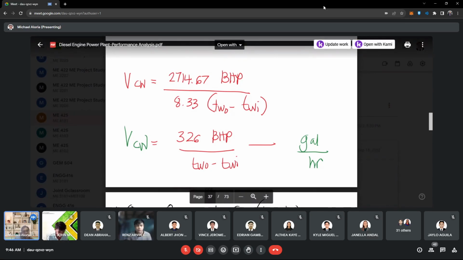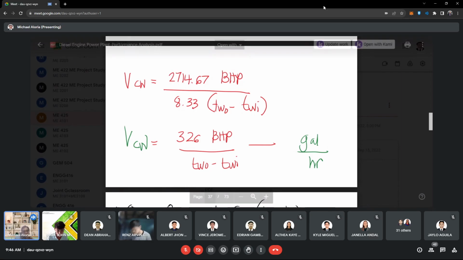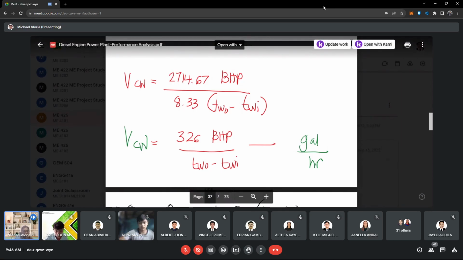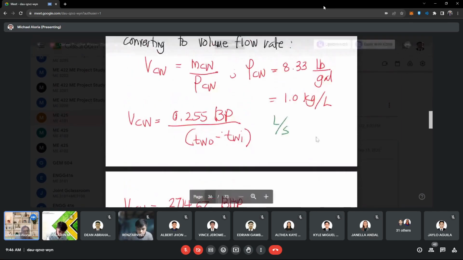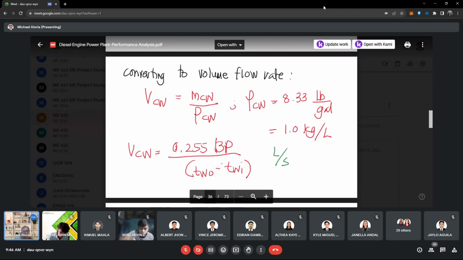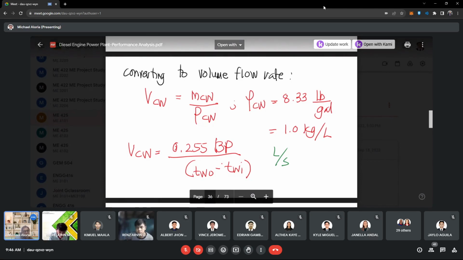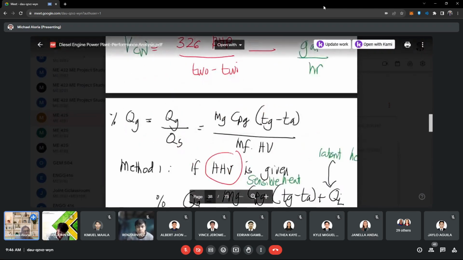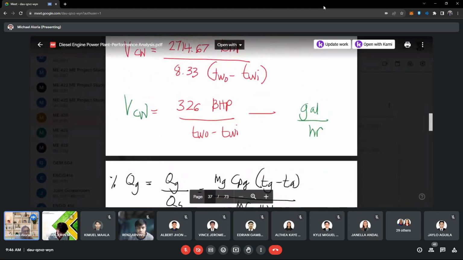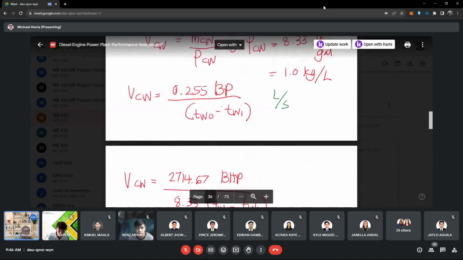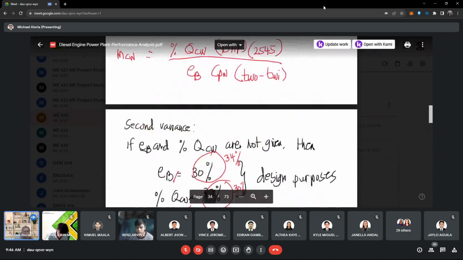So ang unit ng iyong volume flow rate ng cooling water in English units is gallons per hour. While kapag naman SI, it should be liter per second. So yan yung mga standard units natin. Pag nag-specify ka ng volume ng cooling water, it should be liter per second. At kapag naman sa English units, it should be gallons per hour. Okay, so we are done with percent QCW.